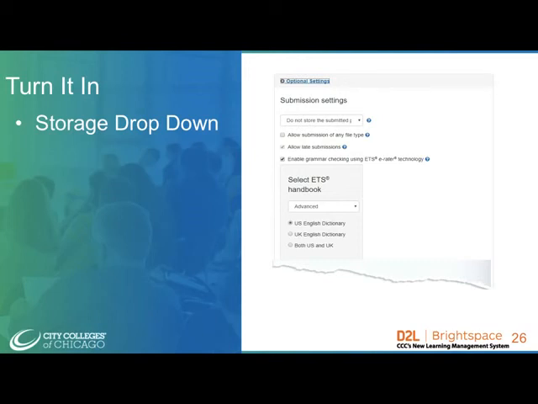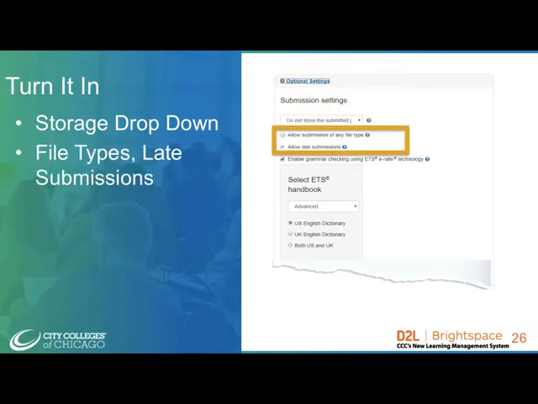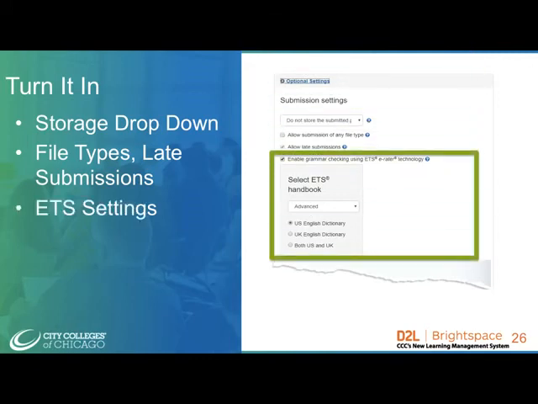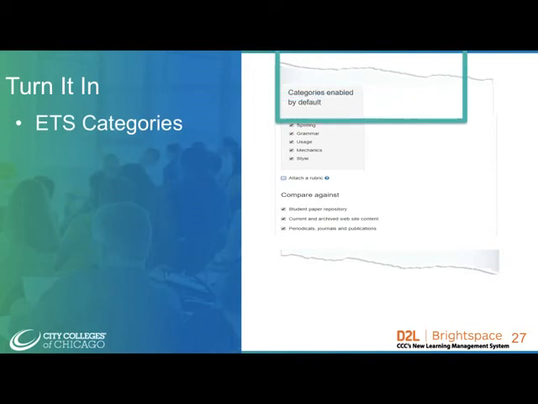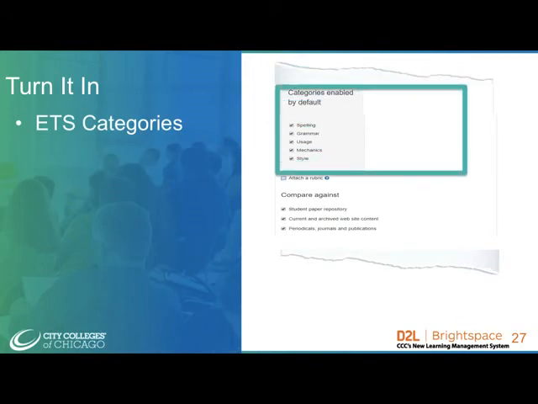Next, you can change the setting to allow different file types and late submissions. The next checkbox allows you to enable grammar checking through TurnItIn's ETS system. You can also decide to let ETS grammar and spell check to only look at certain aspects of the writing, like grammar and usage and style.